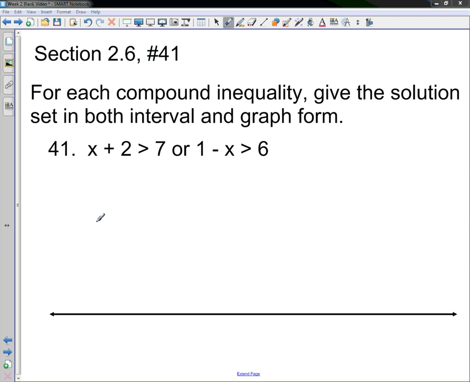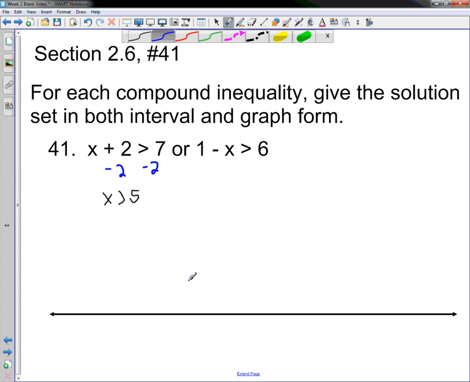Okay, let's continue on with 2.6 and we'll look at number 41. It's going to be very similar, but notice that in between our values is the word or. And we'll talk a little bit more about that once we get it graphed. So let's go ahead and solve these. So subtract 2. And that gives me x is greater than 5.